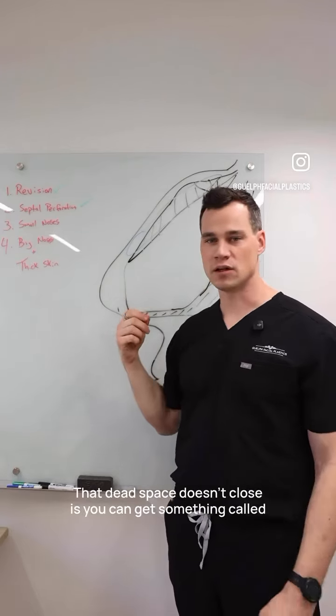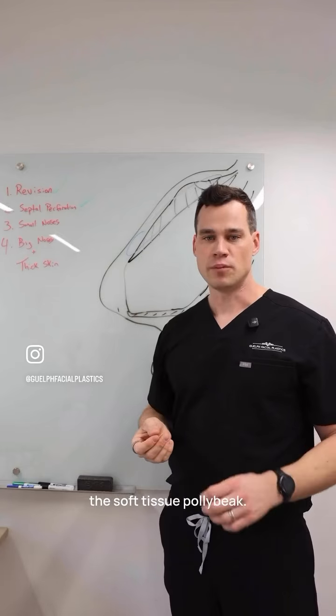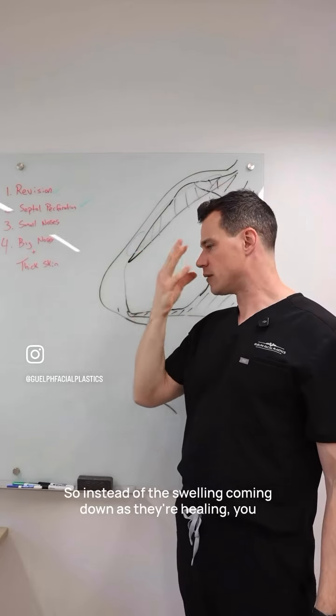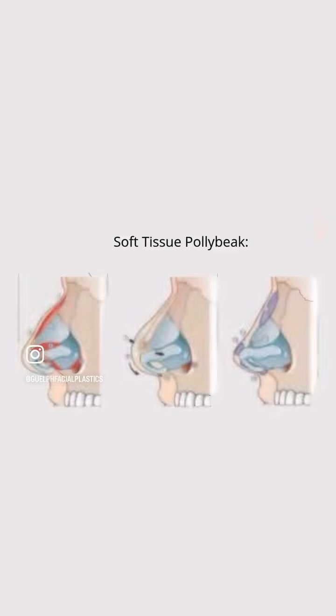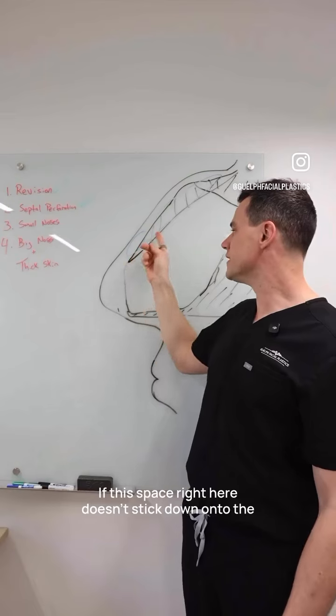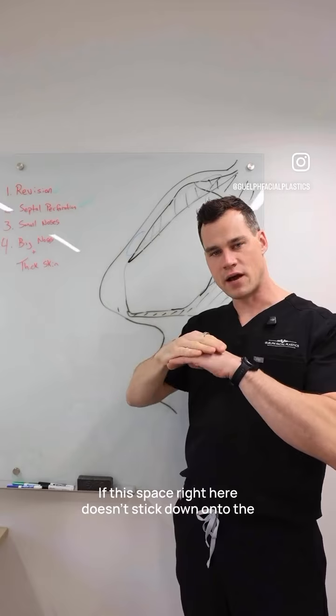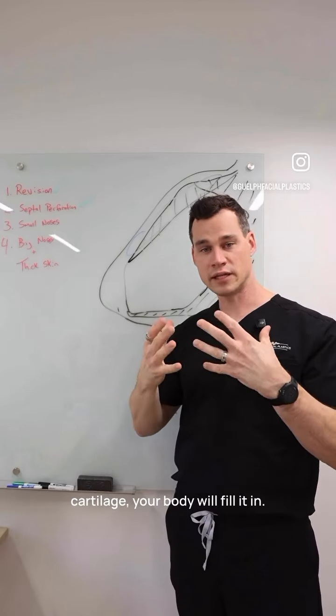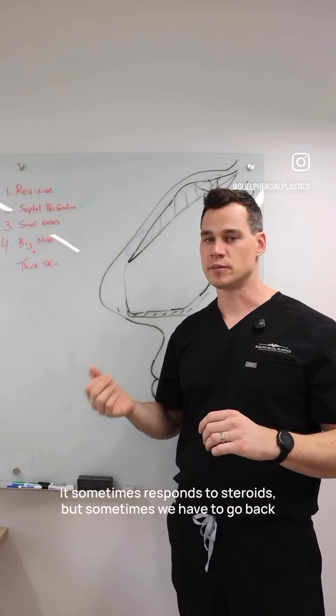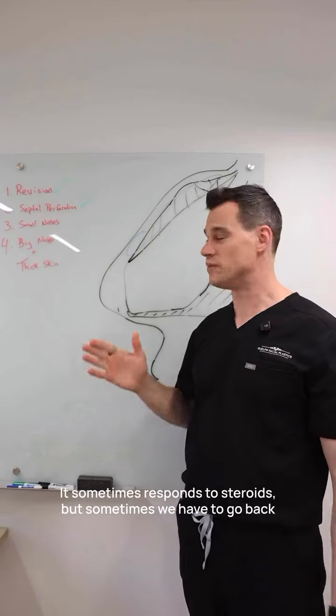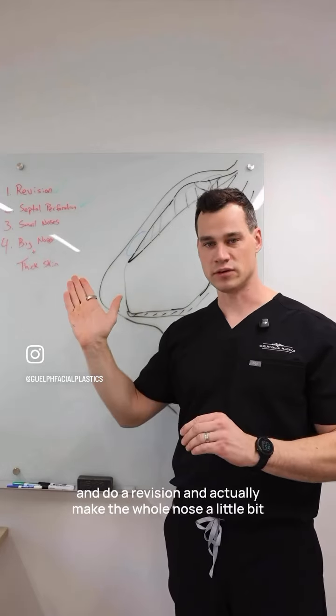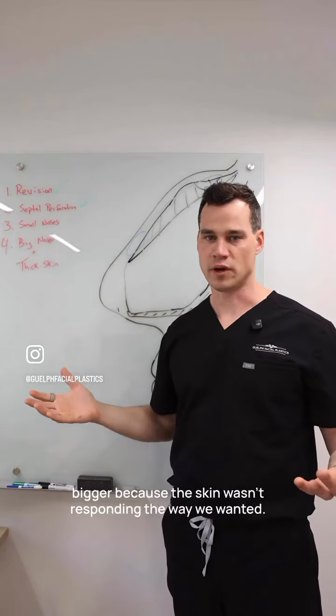Now, some of the problems that can happen if you make the nose too small and the skin's too thick, and the dead space doesn't close, is you can get something called the soft tissue polybeak. So instead of the swelling coming down as they're healing, you actually get this growth right at the end of the nose that gets bigger, and that's scar tissue. If this space right here doesn't stick down onto the cartilage, your body will fill it in. We call that a soft tissue polybeak. It sometimes responds to steroids, but sometimes we have to go back and do a revision and actually make the whole nose a little bit bigger because the skin wasn't responding the way we wanted.